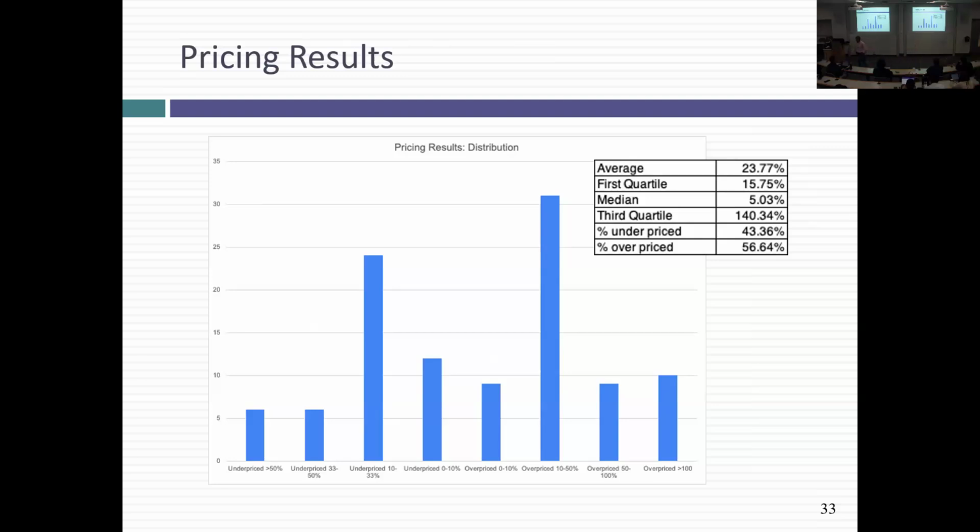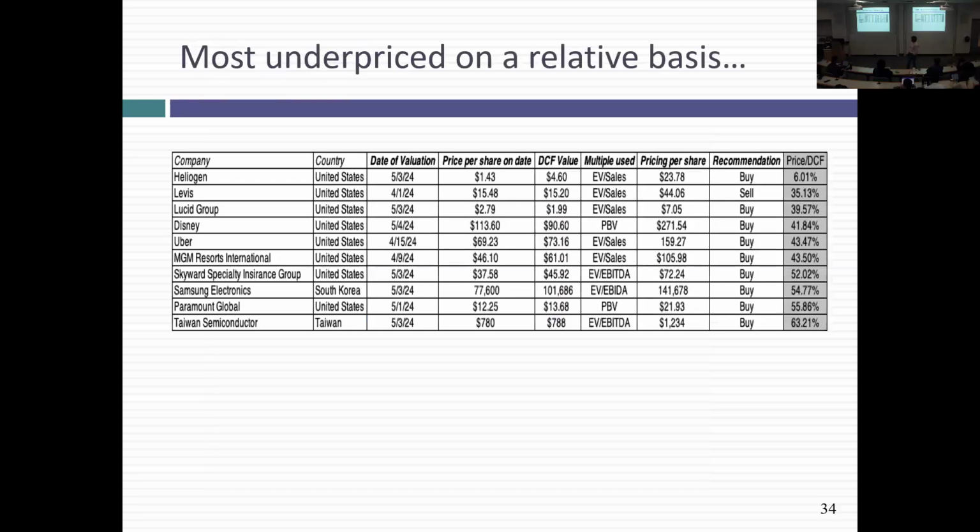Where you got a 28% overpricing, but that's to be expected. Pricing should always lead you closer to where the market is today. But even on this dimension, 43% of your companies were underpriced, 57% were overpriced. So even on the pricing dimension, you're getting a lot more overpriced companies than underpriced companies.